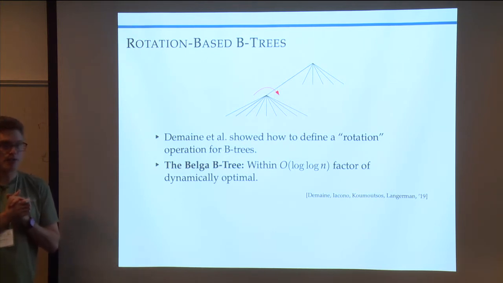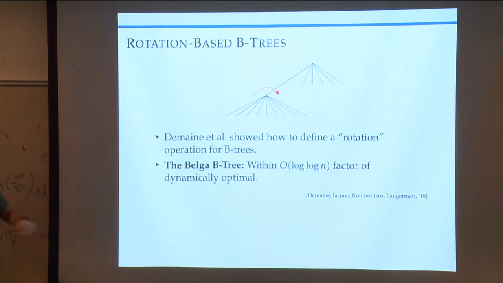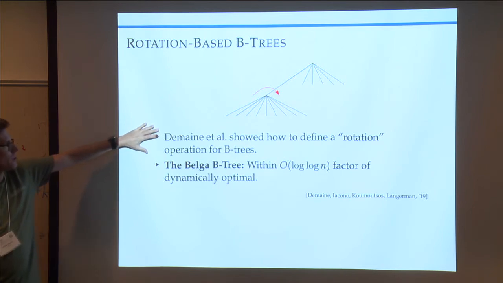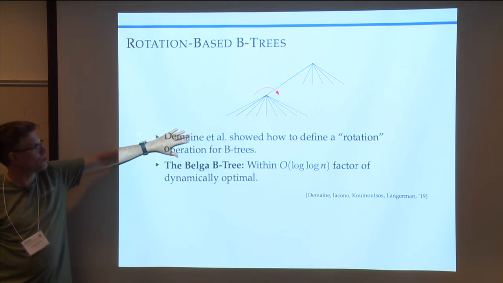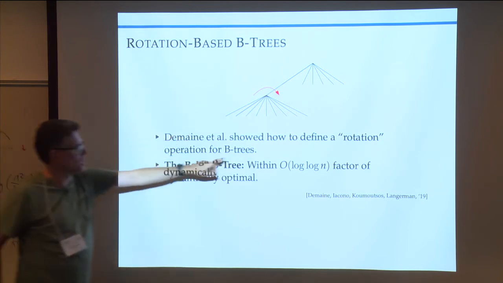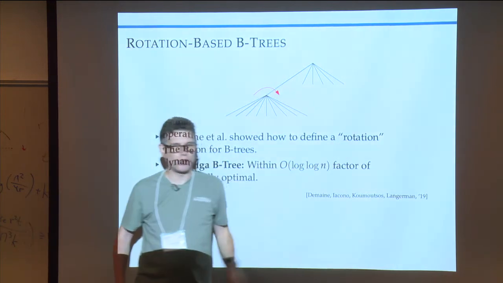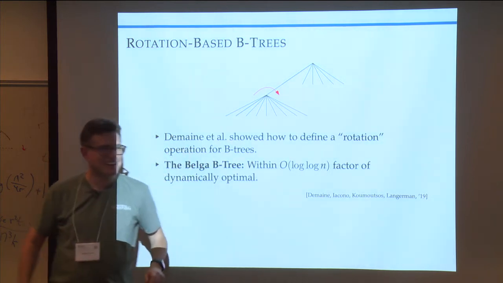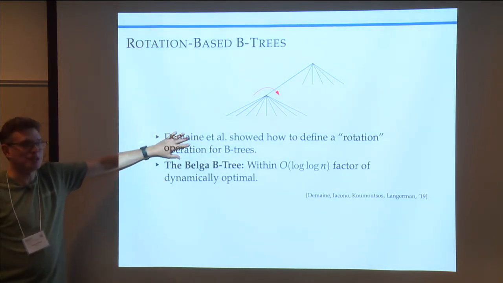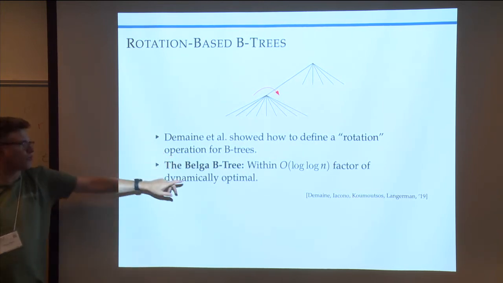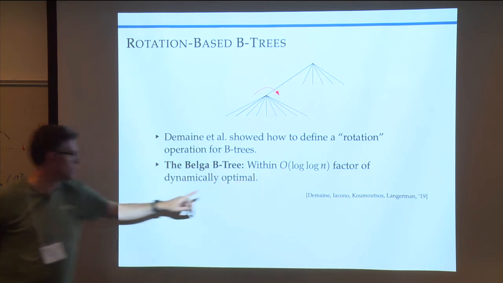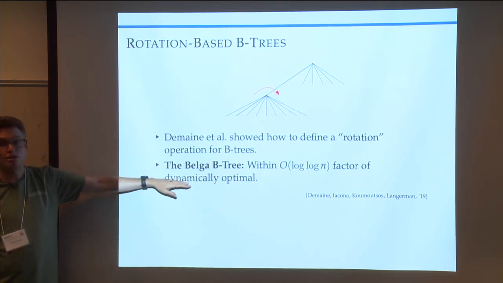So let's go back to rotations for a bit. Just a few years ago, in 2019, Demaine et al. showed how to define some notion of a rotation. It's not exactly a rotation, it's more like a rotation operation for B trees. And they proposed a data structure that they called the Belga B tree that's within a log-log factor of dynamically optimal, also in external memory.